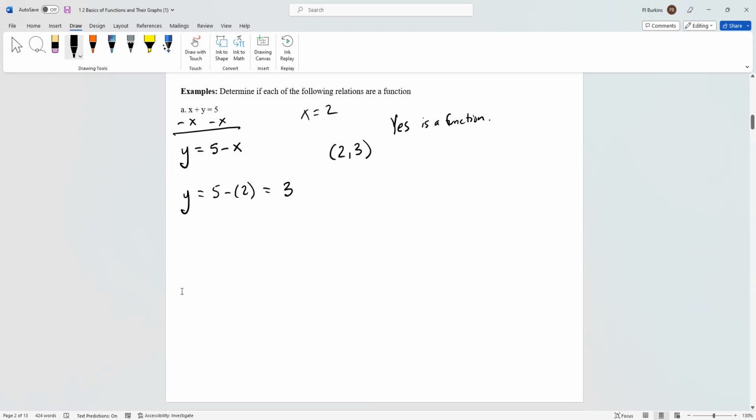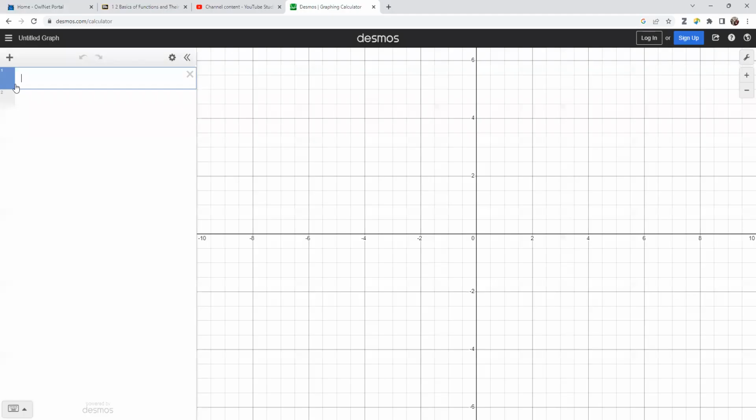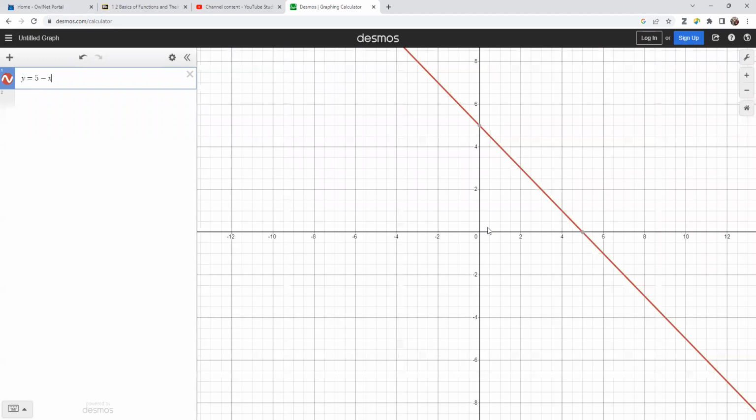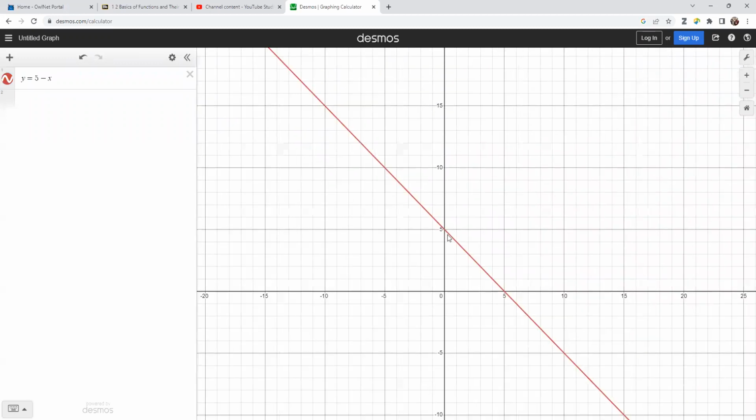Now let's go ahead and look at the graph. So we had y equals 5 minus x. And as you can see, that's a line. And it looks to be that every point of x is just a single value of y that gets returned. So this is a function. All right, let's take a look at another example.